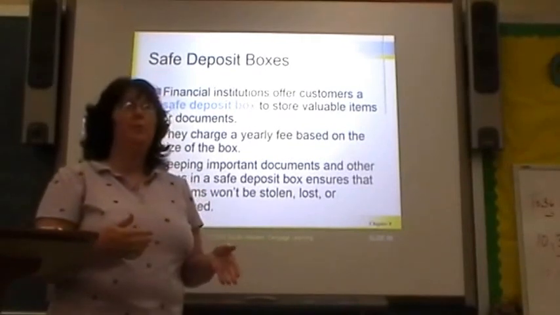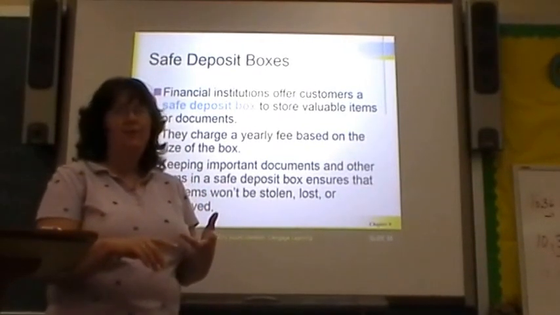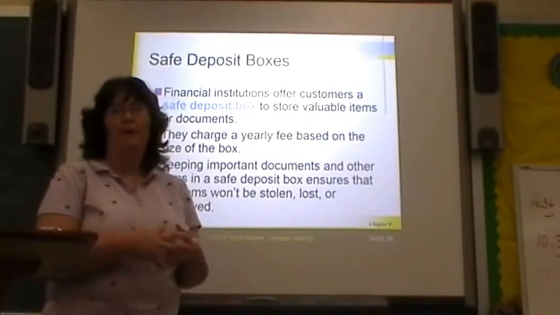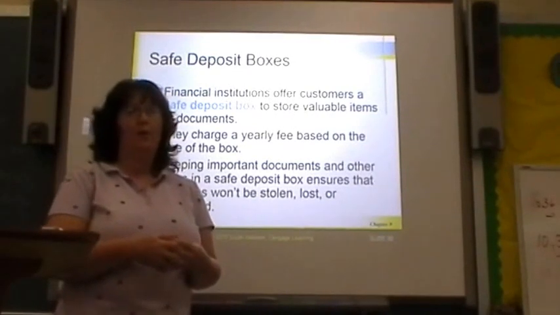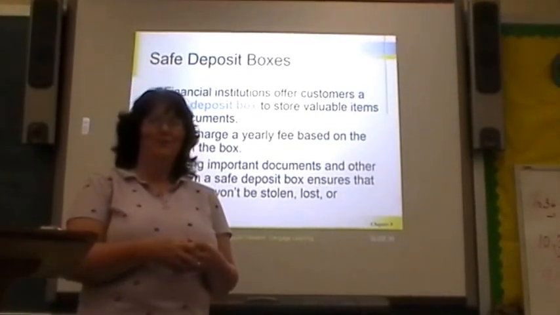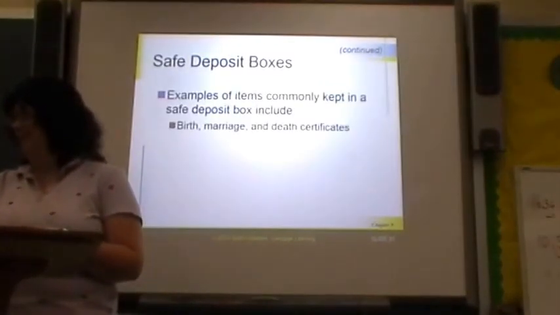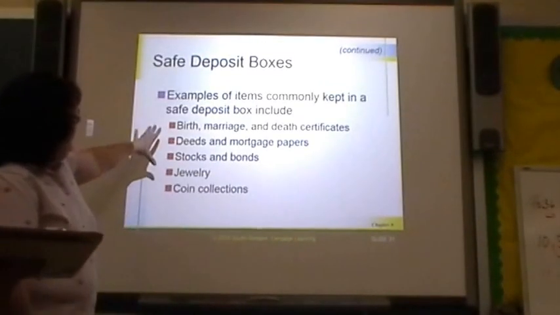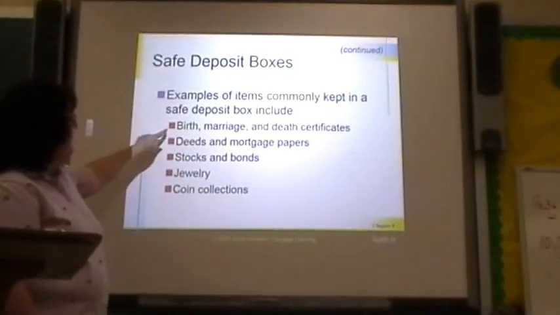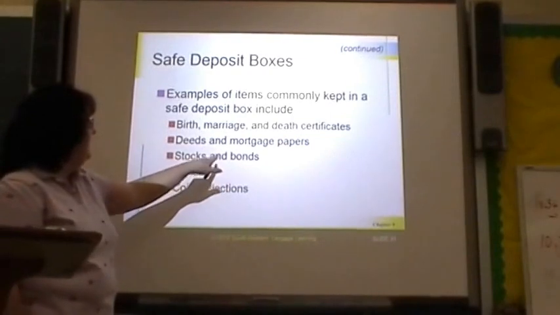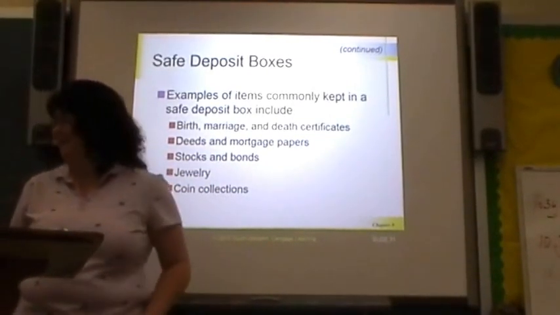So you might want to put the deed to your house or your kids' birth certificates or your own, things that are really important to you and would be hard to replace. Say, a diamond necklace or something, in your safe deposit box. Examples of items commonly kept in a safe deposit box include certificates, deeds, bonds, jewelry, coin collections. It would be a heavy box.